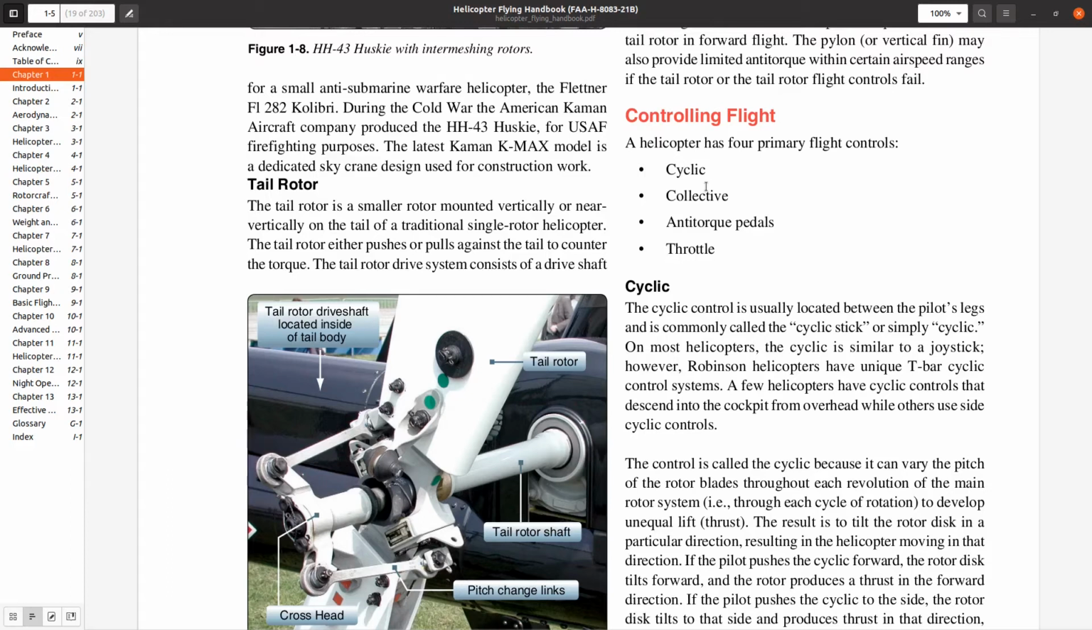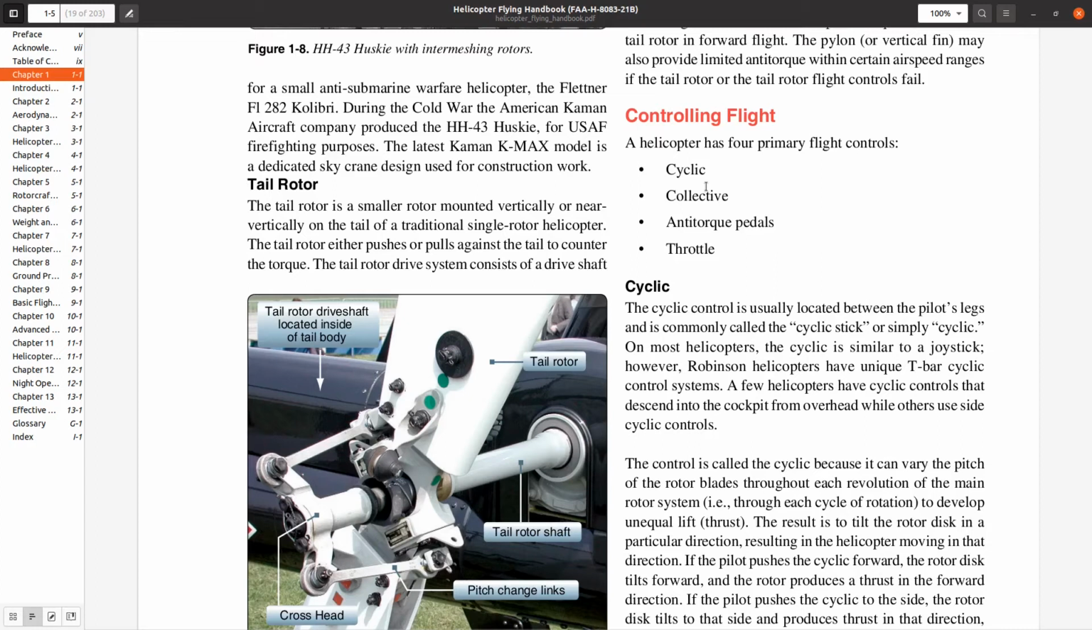And then we have the anti-torque pedals. If they were in an airplane, they would be called rudder pedals. They work exactly like rudder pedals in the plane. So if you want to yaw the aircraft to the left, you press the left pedal. If you want to yaw it to the right, you press the right pedal. Just like what you're going to have with an airplane.